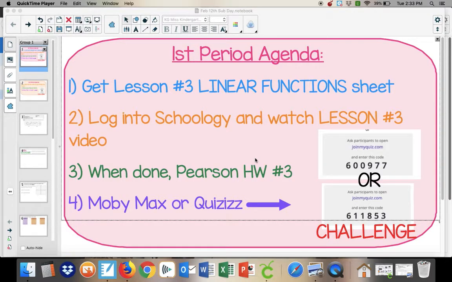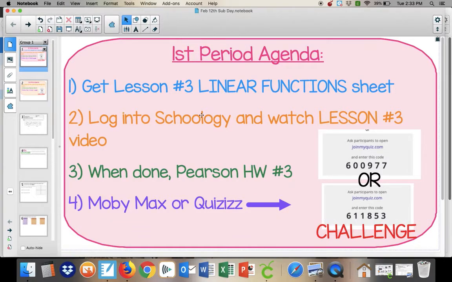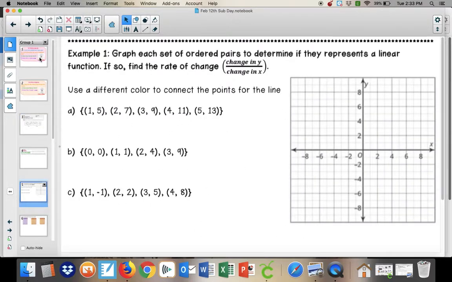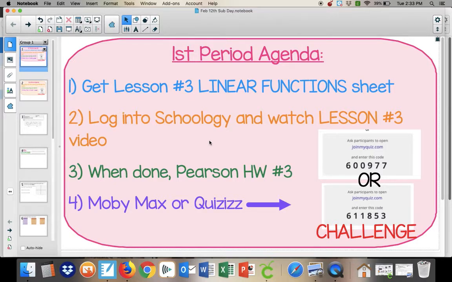Hello again, algebra students. So today's lesson, we are going to be going through linear functions. What you need to make sure that you do is get a lesson sheet from the substitute. It should be labeled topic linear functions, and it starts with having a set of graphs at the top and then a graph with points at the bottom. What you're going to do today is just like yesterday.